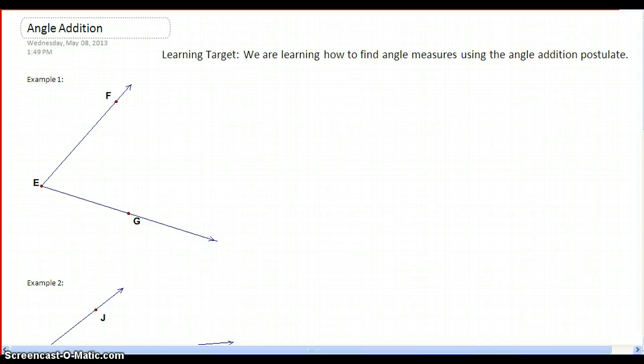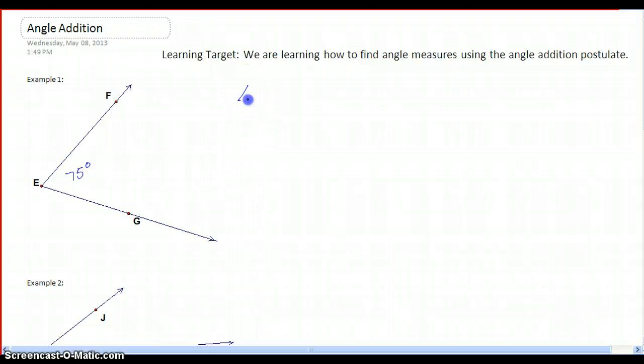Today we're going to learn how to find angle measures using the angle addition postulate. My first example, I've given you the angle FEG. And if I write in here, this is 75 degrees. The little circle is the symbol or the label for degrees.